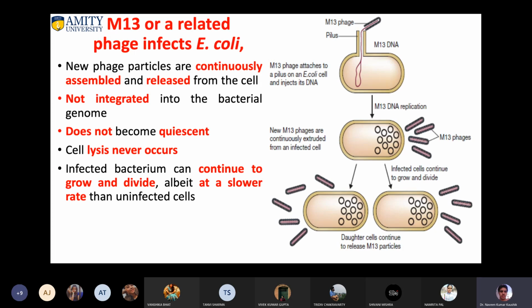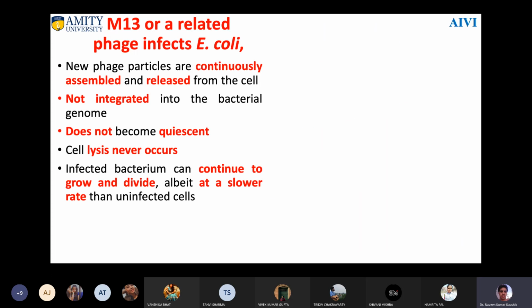The property of M13 is that new phage continuously assemble and are released from the cell. The viruses are released, but there is no lysis. It's not like lambda phage, which causes lysis. When lambda phage completes its life cycle, it leads to the death of the cell. But in the case of M13, it does not cause the death of the cell.